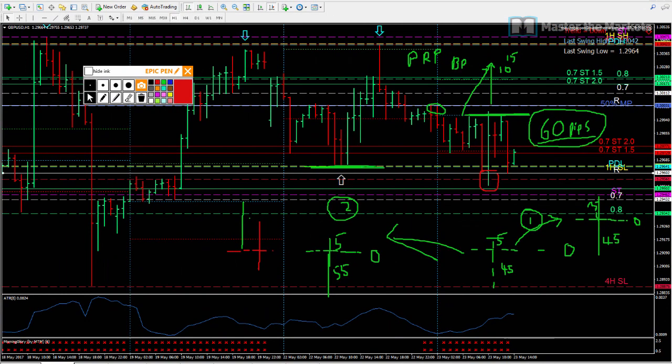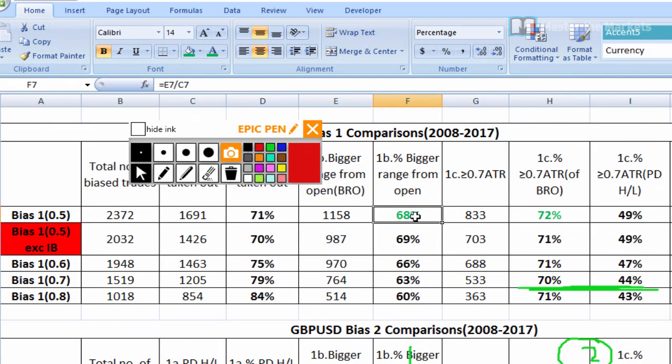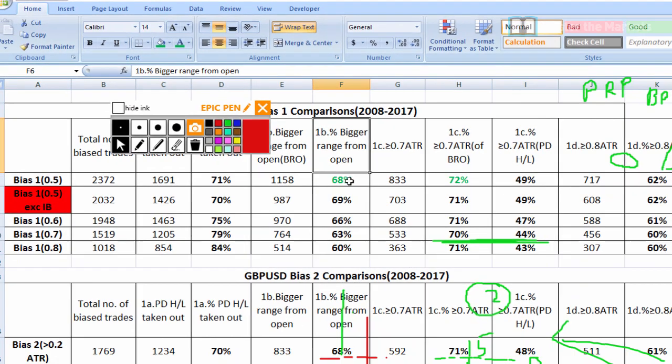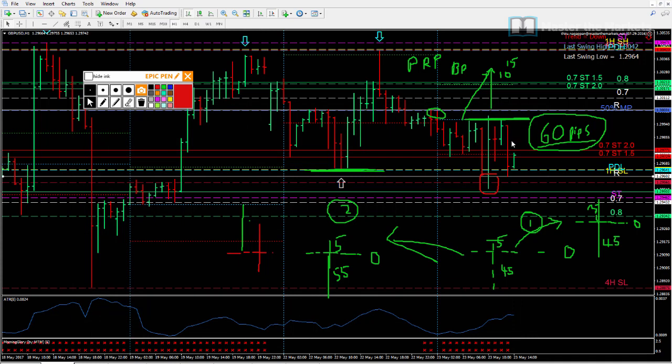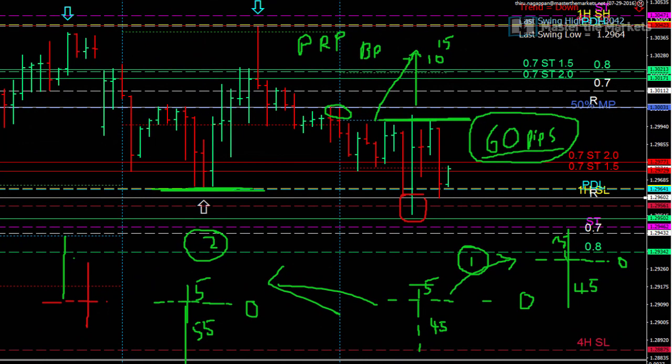The probabilities say, from the statistics that we have gathered, look at over here, there's a 68% chance, which is very near to 70%, that your 0.7 ATR or your 60 pip range, there's a 70% chance that it will form to the bigger range from the open. Bigger range from the open, okay? After it has taken out its previous day's low.